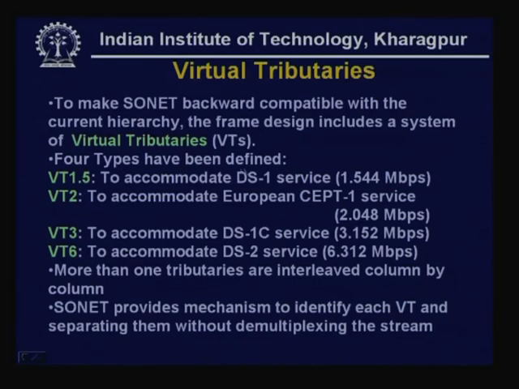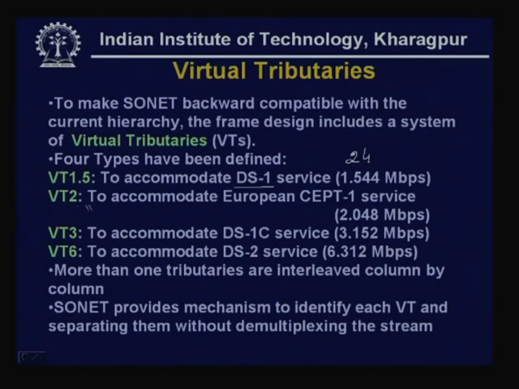4 types of tributaries have been defined. One is VT 1.5, which is used to accommodate DS1 service, which is only 1.544 megabits per second. As you know, this can accommodate 24 voice channels.